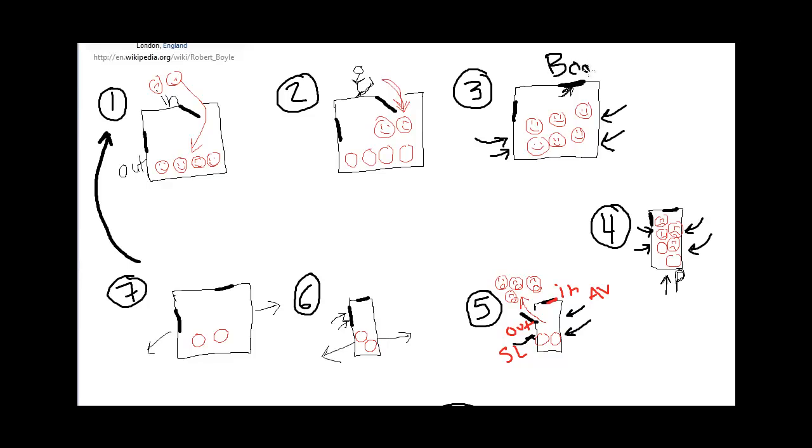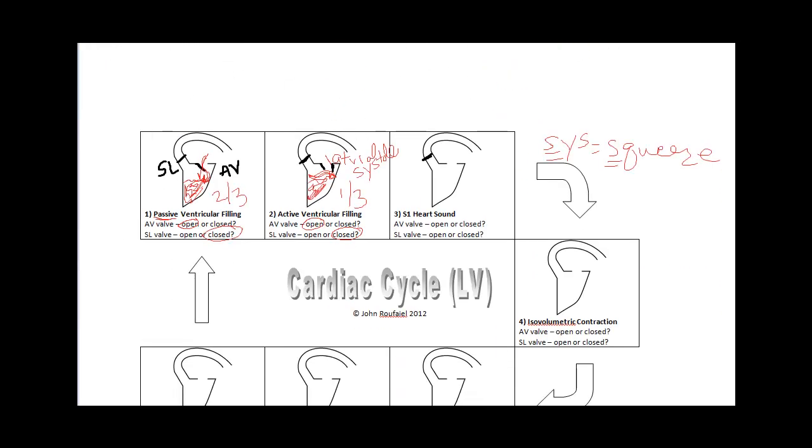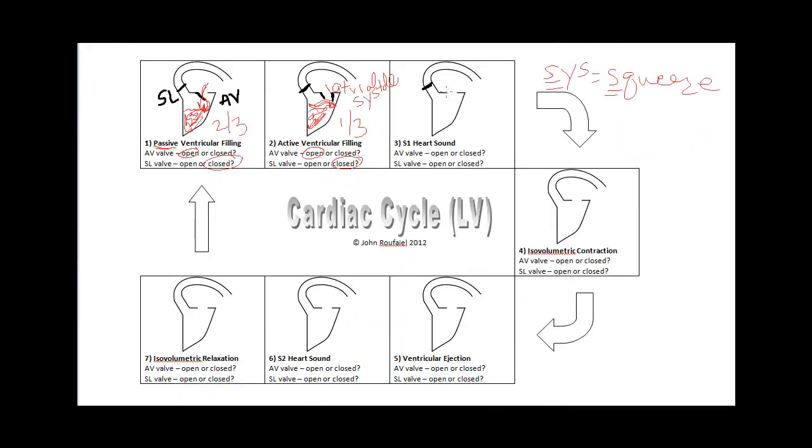Boom. All right, now we slam that door shut behind us, and that makes a big noise. That big noise slamming is the closure of the AV valve as it slams shut. Just think about it. Go slam a door. When you hear a door slam, it's going to be pretty loud if you slam it hard enough, and that's the heart sound. So that is going to be the S1 heart sound. So the AV valve just closed, and the SL valve was already closed like before, and we still have that ventricular chamber all filled up.